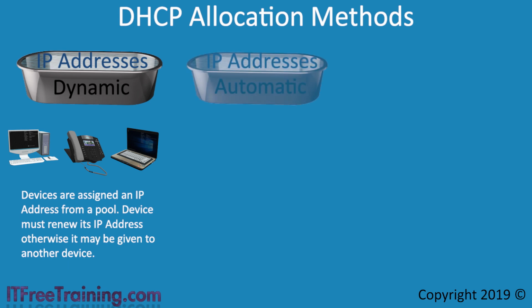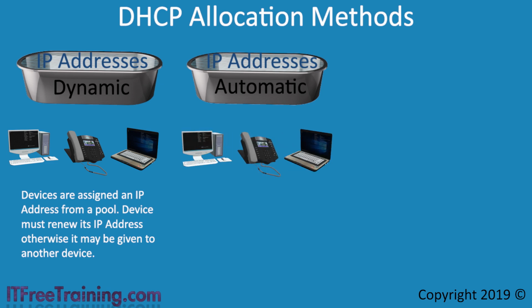The next method of allocation is automatic. This method differs from dynamic in that when a device is allocated an IP address, it is permanently allocated that IP address. This is useful in companies where there are a limited number of devices connecting to the network. The advantage is that even if the device changes networks, when it returns to the previous network, it will always get the same IP address.